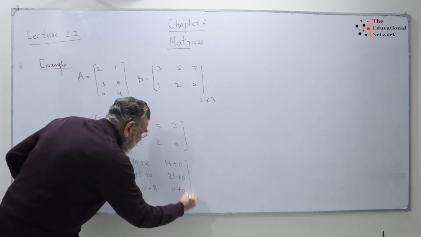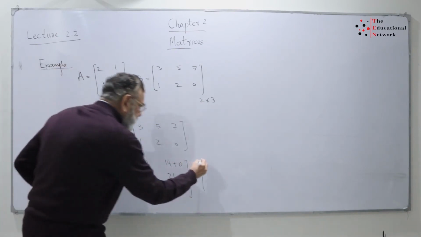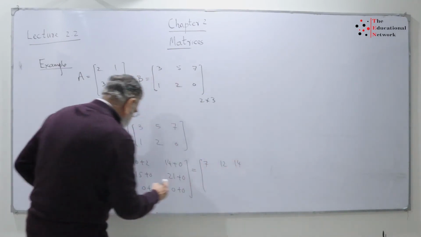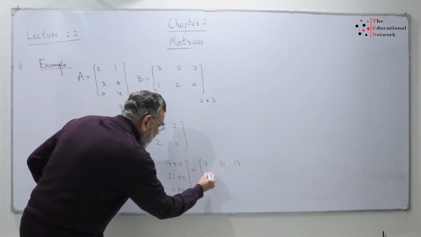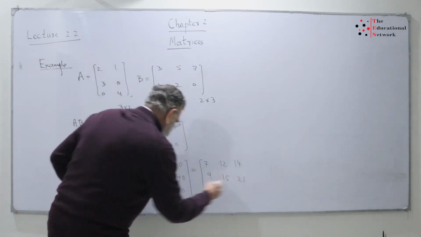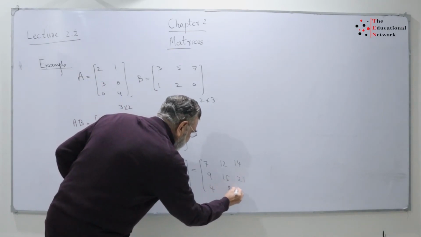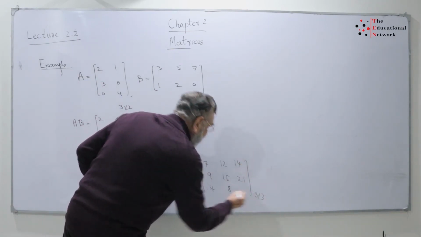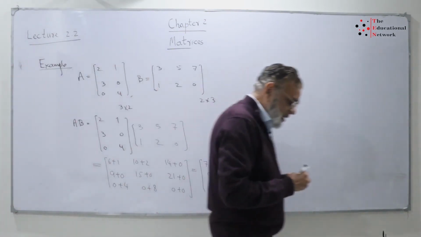We get here a matrix that is equal to 7. We get here 12. We get here 14. And here we get here 9. We get here 9. We get here 15. And we get here 21. So the last one is 4, 8, and 0. You can see here, we get the matrix 3 by 3. So these are the ideas that we can multiply the two matrices A and B.